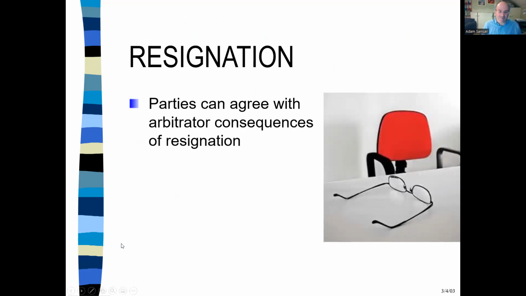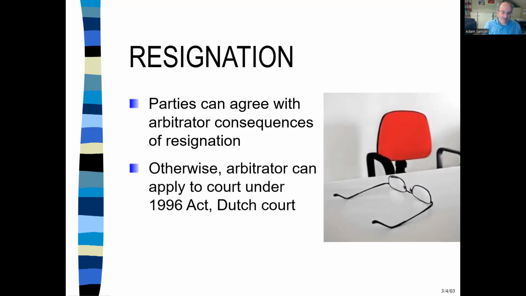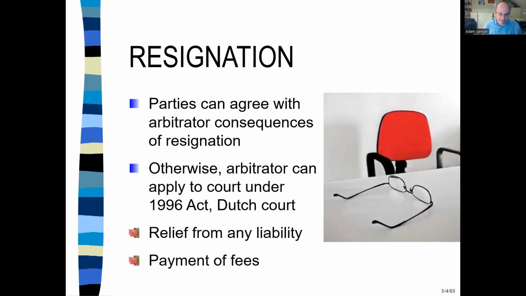But more likely it'll be because the dispute has become a monster you never anticipated. And in that situation, it can get very, very messy indeed. You can apply to court, in Holland and England at least, for relief in this situation and get your fees paid. But the court will look and see whether you were worthy of your fees, notwithstanding your resignation.